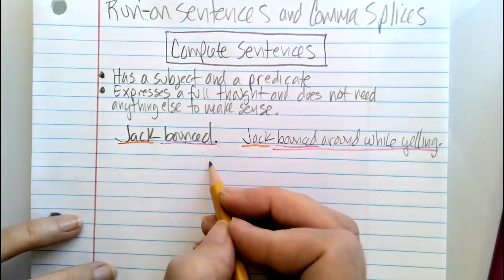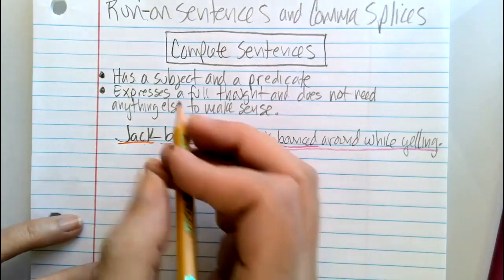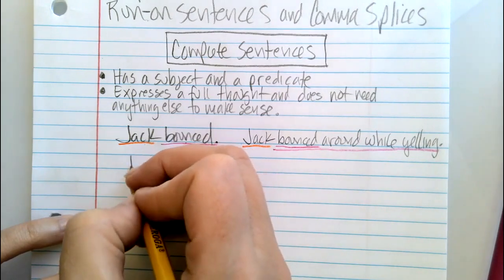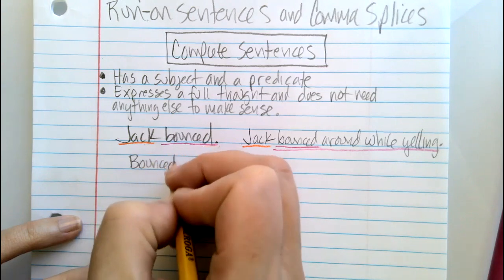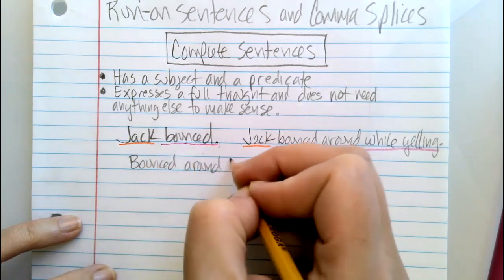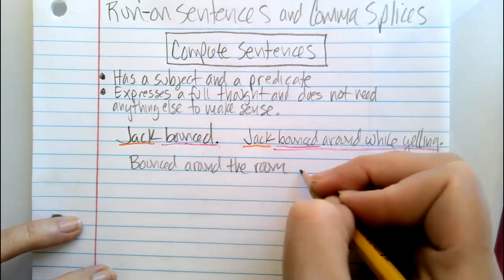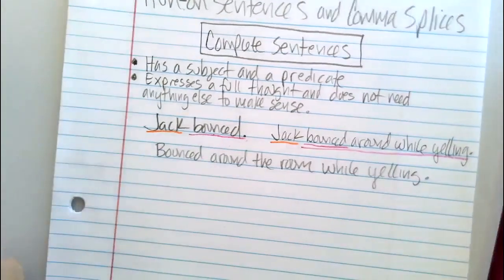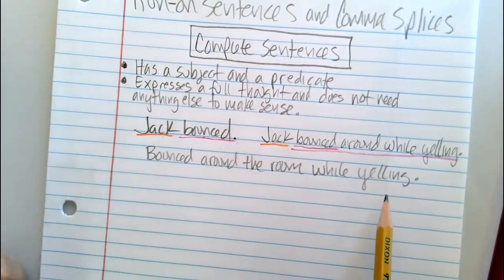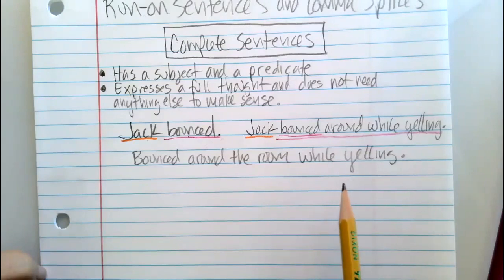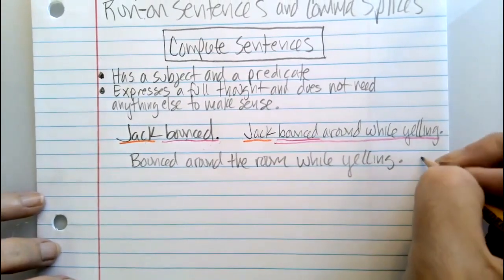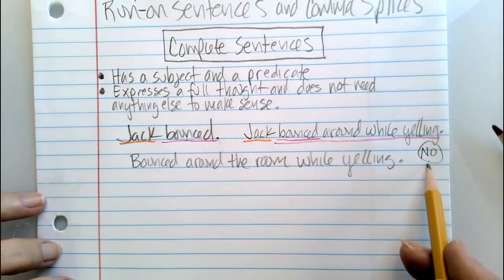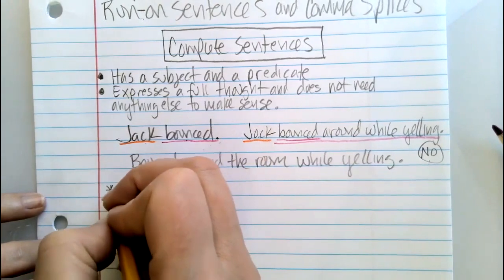Okay, now we're going to skip 2 lines, come down to the second line, and we're going to write bounced around the room while yelling. Okay. Is this a complete sentence? No. Why is it not a complete sentence? First of all, let's go ahead and put a no over here to the right with a circle. This is not a complete sentence. Why is it not? Well, we're going to come over here and put an asterisk.